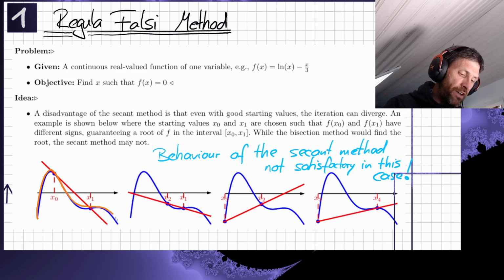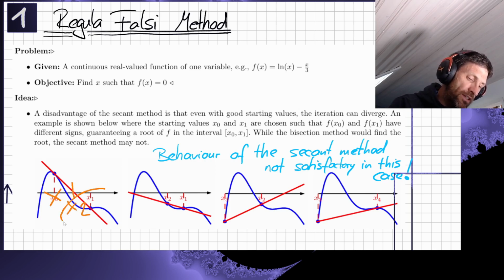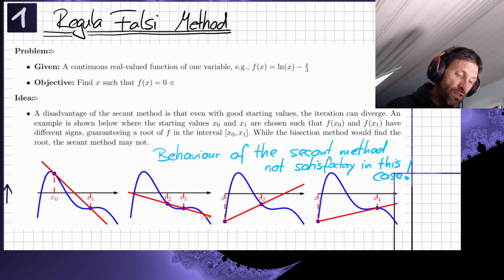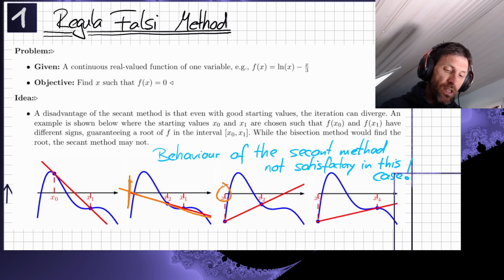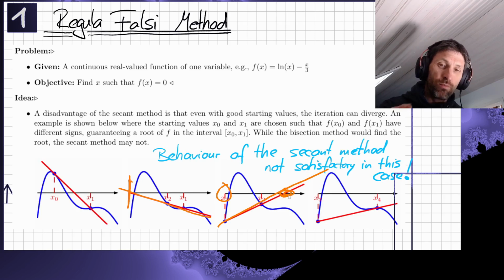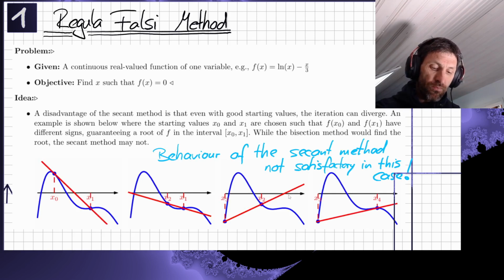If we have this function here and these two starting points, then the secant to these starting points is this one. This is the root. And now we drop x0 and take x1 and x2 to be the new points. And then we find the secant belonging to these two values. In this case, this will be the new x3. And after dropping x1, we get this to be the new x4.